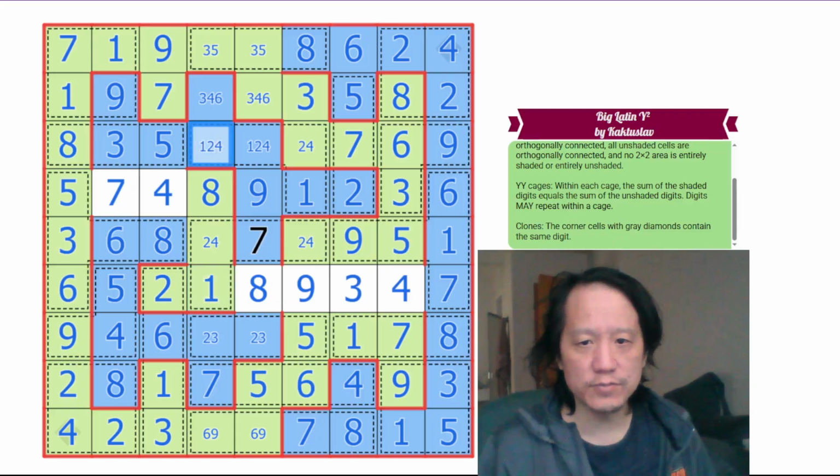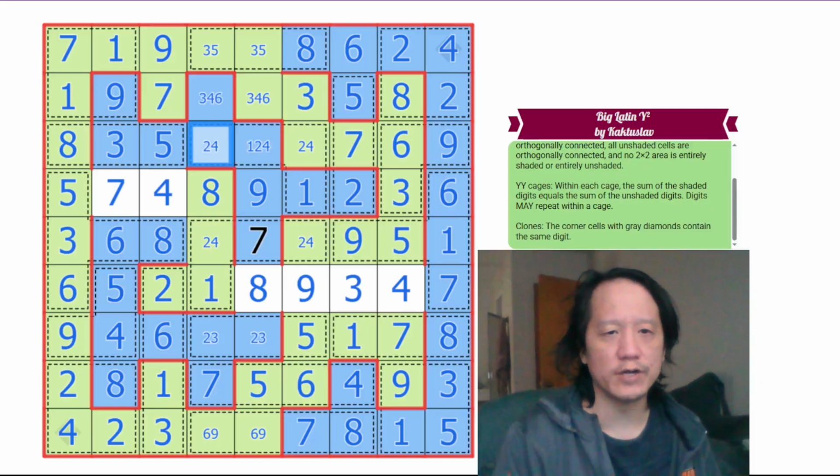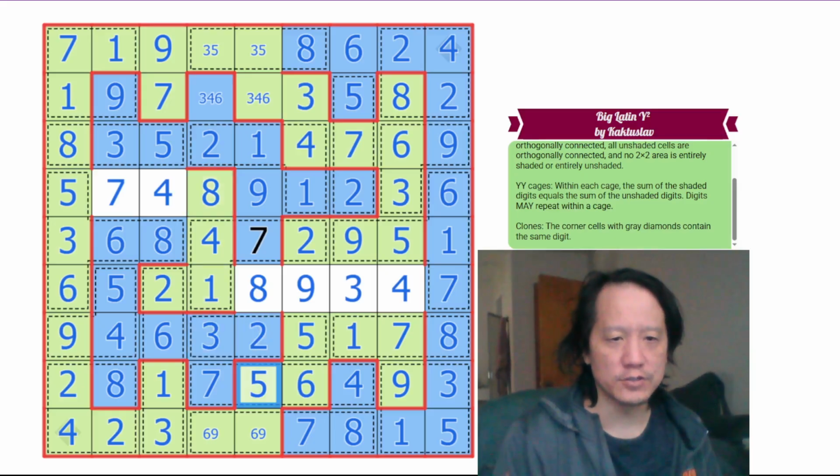This 1 eliminates 1 here, so this has to be 1. This must be 1, 2, and 1 to add up to 4. So this is 4, 2, and 1. 2 eliminates 2 here, so it's 4 and 2. 2 also eliminates 2 here, so it's 3 and 2.